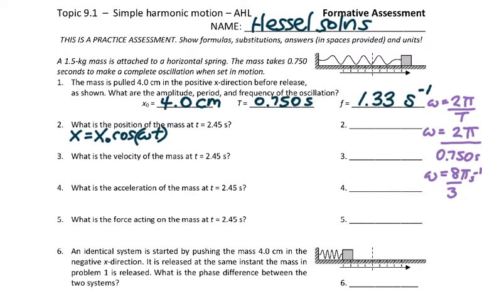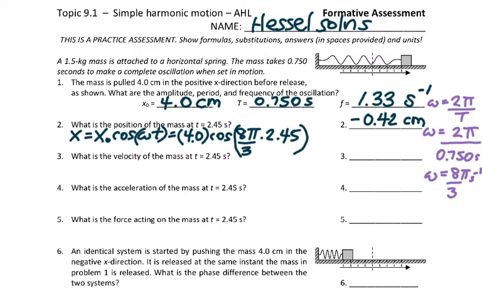So I'm going to sub that in for x equals x naught cosine omega t. I substituted in our displacement, our amplitude from number 1, put in the angular frequency, and then put in the period. Not the period, 2.45 seconds. That's my bad. Let me fix it. Oopsie, glad I caught that. So that would be 4 times cosine of 8 pi over 3 times 2.45, not 0.75, in radian mode, which gives me a displacement of negative 0.42 centimeters.